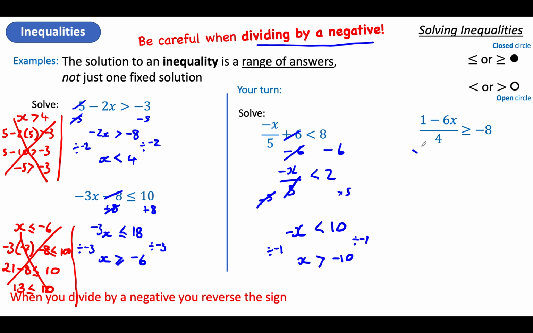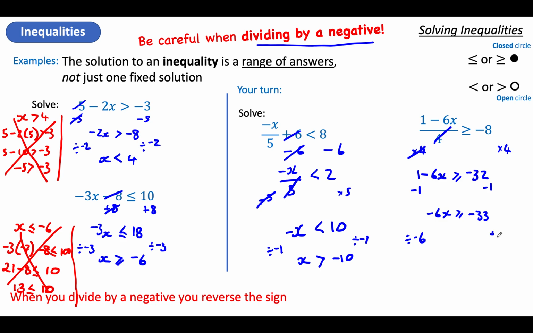This one, we would have times it by 4 first of all. The computer's being a bit slow here. 1 take away 6x is greater than or equal to -32. I'm then going to take away 1 from both sides to get -6x is greater than or equal to -33. And then divide by that number touching x, that -6.